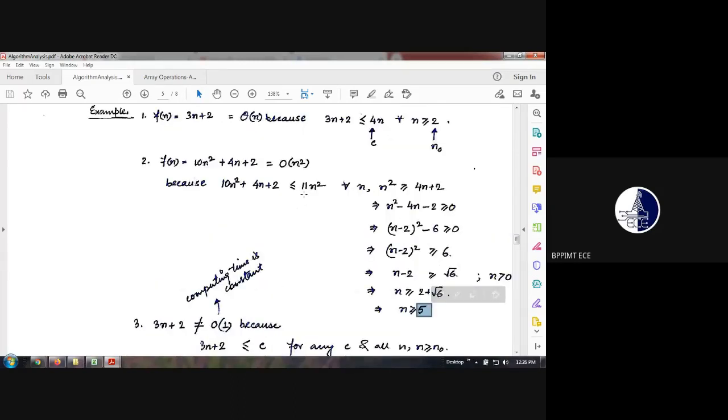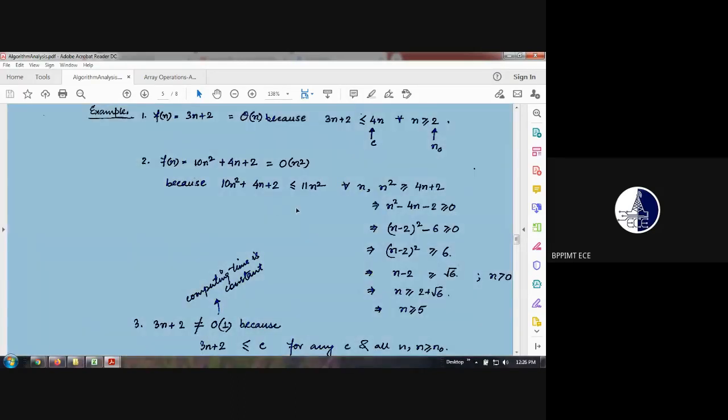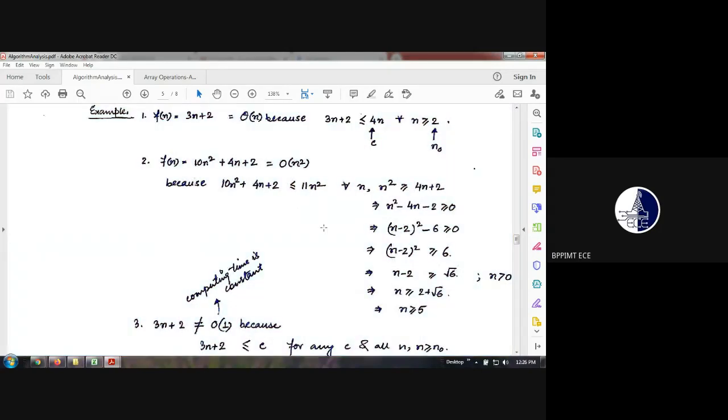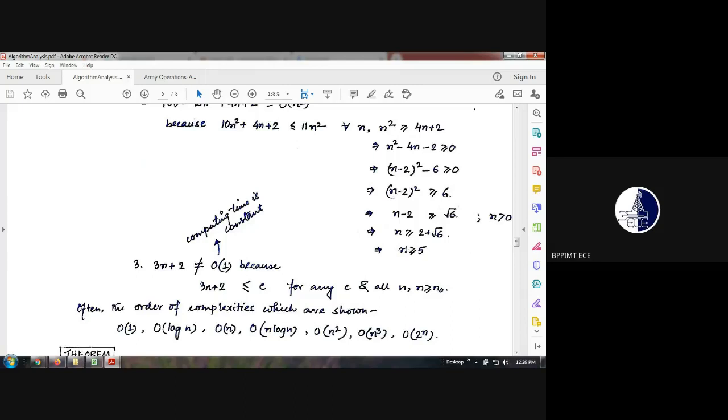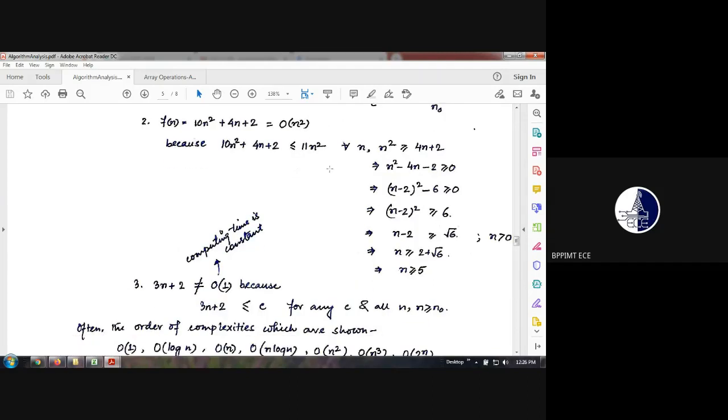And what is the c? C is this 11. So we got positive constants c equal to 11 and n0 equal to 5, such that this inequality is satisfied. But not for all the values of n can f(n) be said to be order of n square. We can't say this statement is true for n equal to 1, 2, 3 and 4. We can say it only for n greater than or equal to 5. So that is the analytical part.